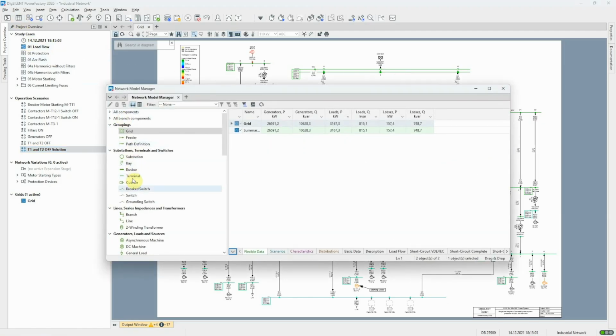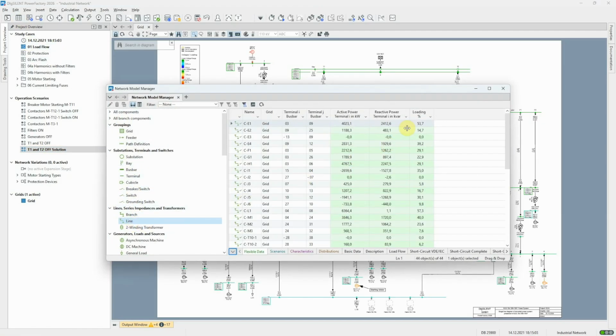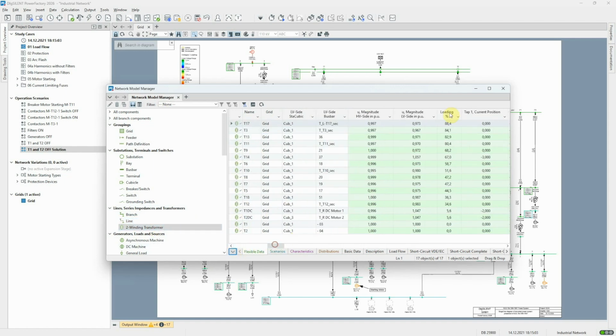and no lines or transformers are overloaded. This means that the two generators are able to support the loads in the network as long as it's appropriately configured.